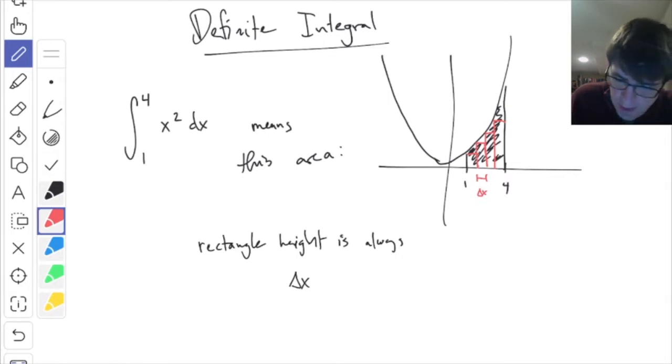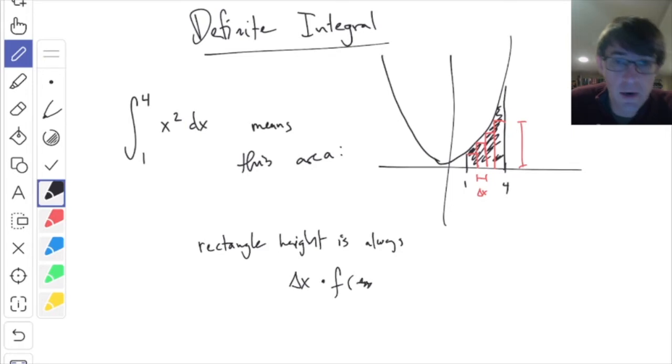times the value, the height of each rectangle. And the height of each rectangle is given by plugging values into the function, because the heights are given by that curve. So it's always delta x times f of something goes in here, right? It's a different value you plug in each time, but each of these points here would be determined by plugging a value into the function.